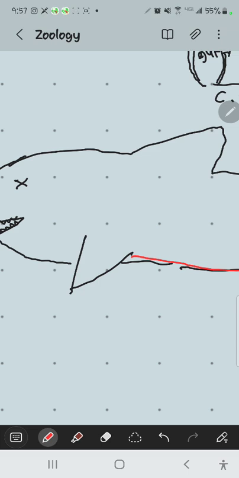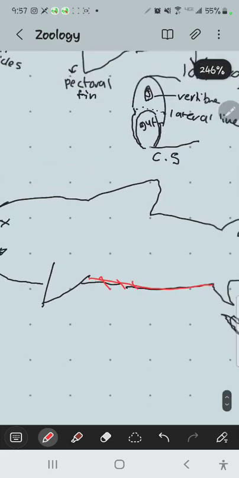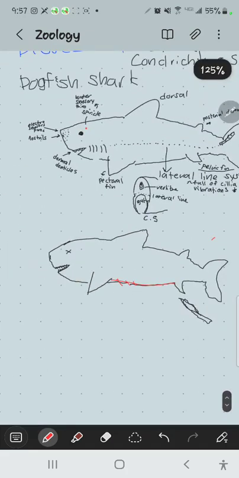So let's go ahead and I will draw what that looks like. You're going to lay the sharks on their back with their ventral side up, and you're going to do a full incision down the belly. All right.